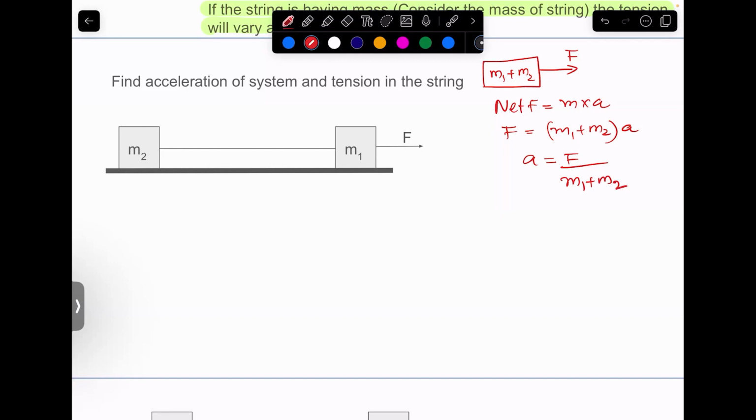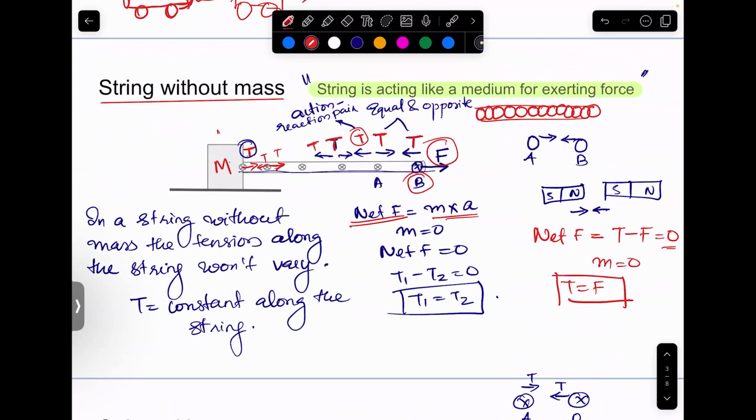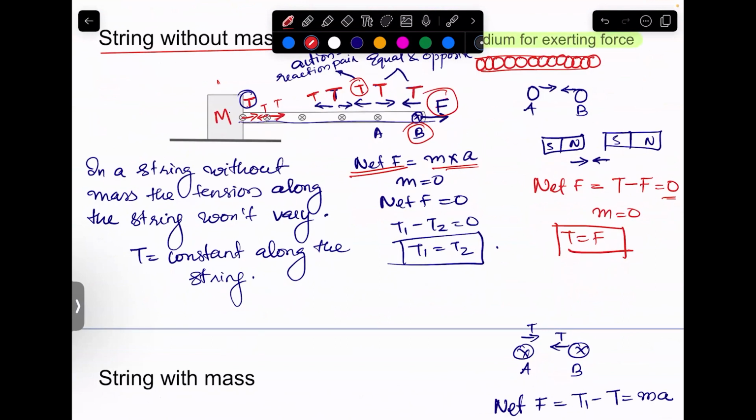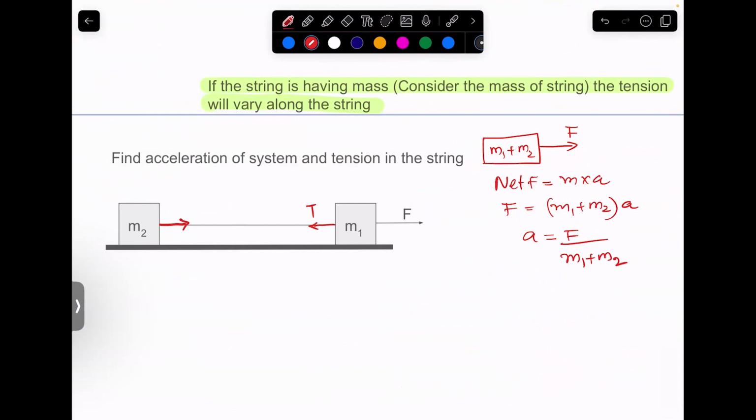Right. Now, we will assume a tension force here along the string. And as we have seen in the previous theory, we know that in a string without mass, the string acts like a medium for exerting force. That means the tension along the string won't vary. If the string is considered as a string without mass, then the tension force won't vary. So whatever T we are taking here, you can take it here also.